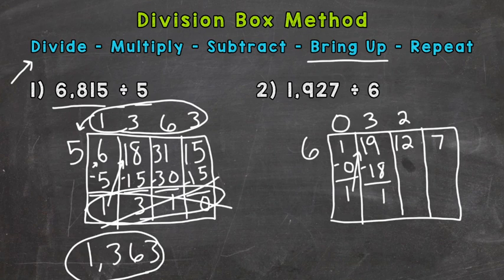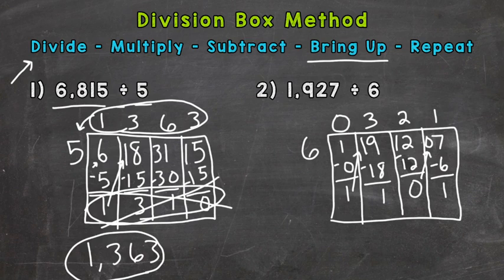Multiply. 2 times 6 is 12. Subtract. 12 minus 12 is 0. So we can bring that 0 up, and we have 7. So we're going to end with 7 divided by 6. How many whole groups of 6 out of 7? 1. 1 times 6 is 6. 7 minus 6 is 1 here.